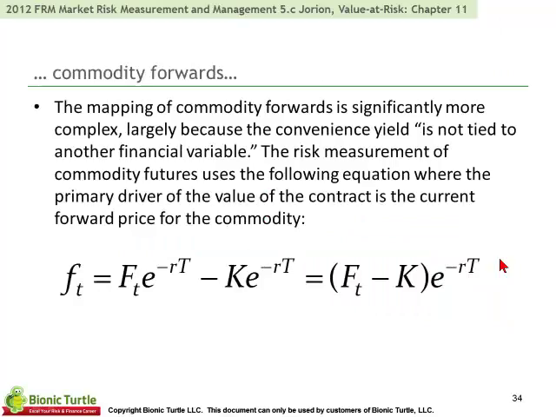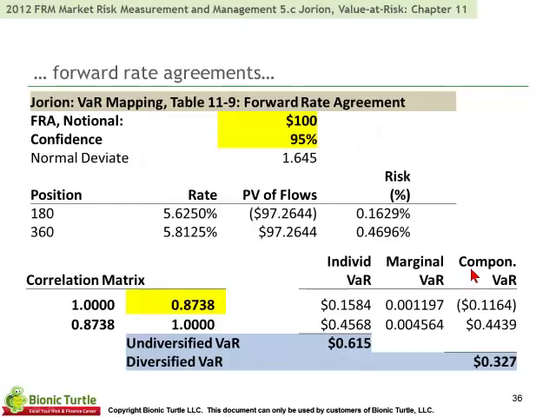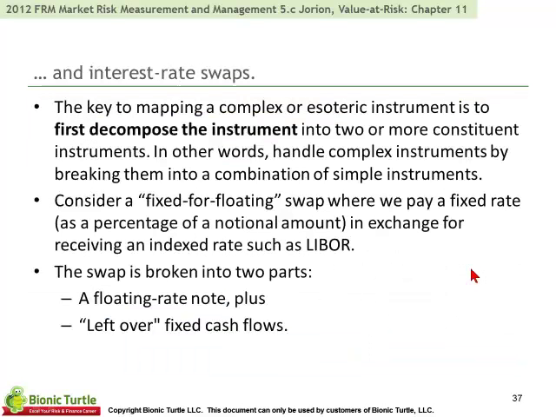The mapping of commodity forwards is significantly more complex, largely because the convenience yield is not tied to another financial variable. The risk measurement of commodity futures uses the following equation, where the primary driver of the value of the contract is the current forward price for the commodity. Forward rate agreements: I did replicate that example in the learning spreadsheet. And we can map to interest rate swaps.